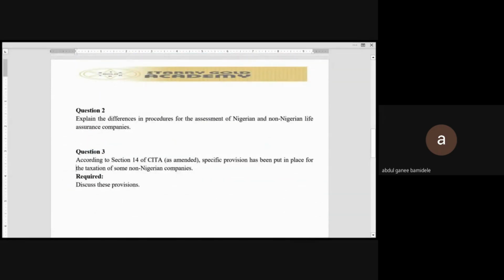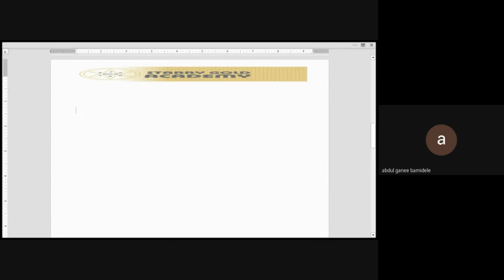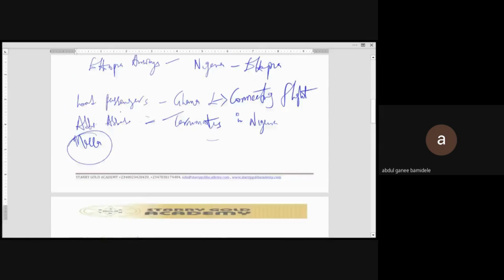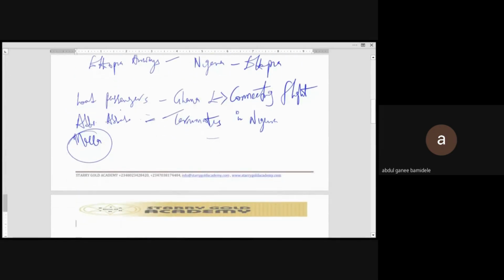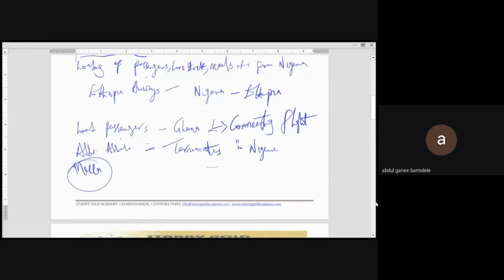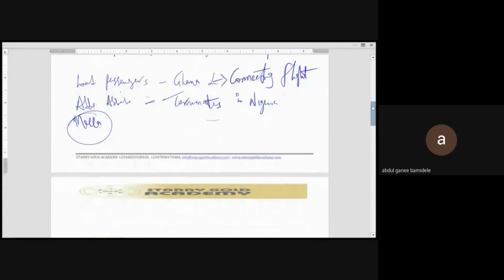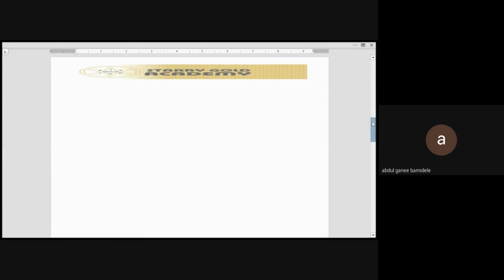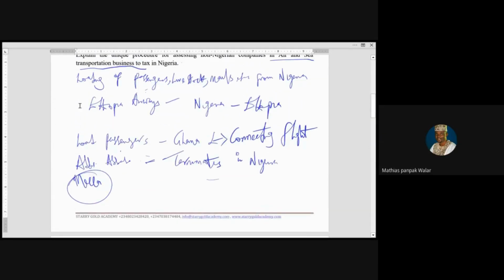So the unique procedure will then be what? The unique procedure is, sorry, I'm trying to fit this thing to my screen. Before you go for that, sir, let me get this clarification.